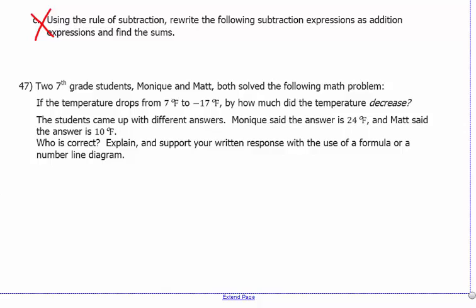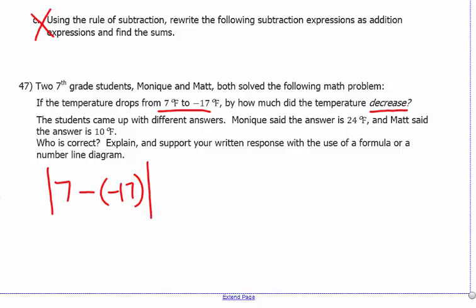2 7th grade students, Monique and Matt, both solved the following math problem. The temperature drops from 7 to negative 17. By how much did the temperature decrease? The students came up with different answers. Monique said the answer is 24. Matt said the answer is 10. Who is correct? When we're finding distance on a number line, or change in temperature, we're going to take the absolute value of the first number minus the second number.